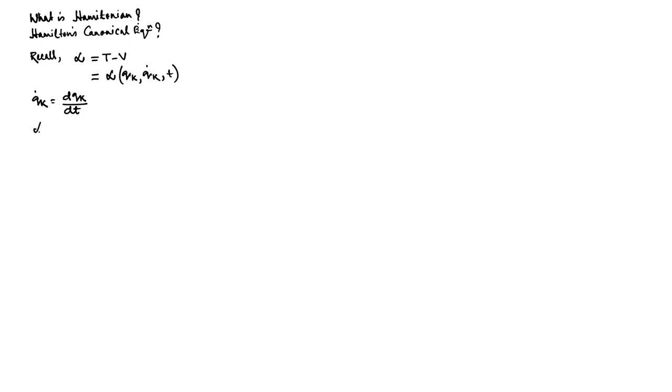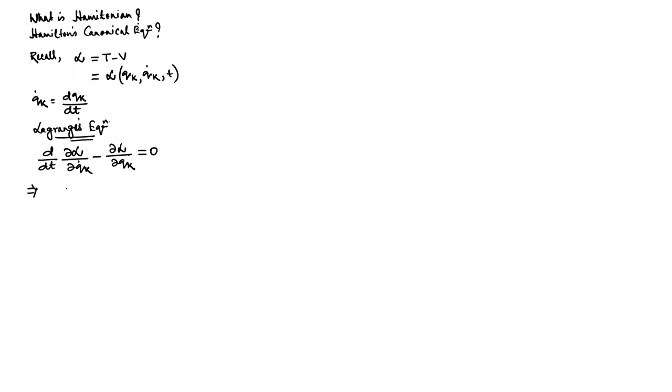Now, we have also derived Lagrange equation, and what is that equation? If you recall, this is d dt of partial derivative of L with respect to q k dot minus partial derivative of L with respect to q k is equal to 0. Note that right hand side is equal to 0 simply because there is no force we used when we derived this equation.